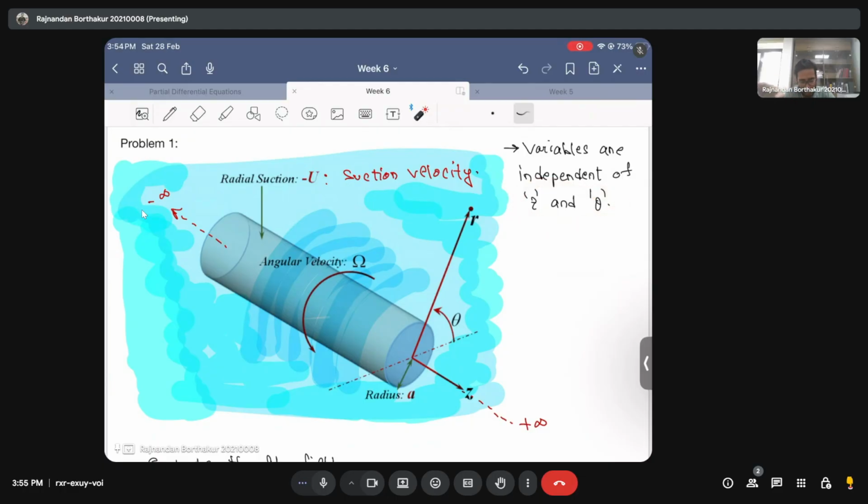Based on this, what we are required to calculate is the velocity field u. That's all that we require to calculate in this problem, where it's given that in addition to the cylinder rotating, there is a radial suction that is taking place. I hope you understand that the suction and the rotation make the flow two dimensional in nature.